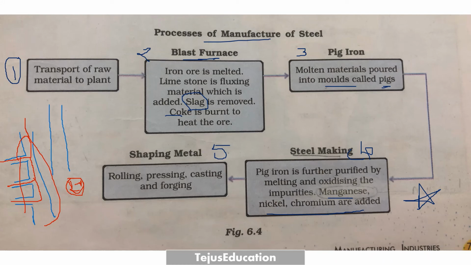Now steel making, another very important part from the exam point of view, MCQ point of view. Pig iron is further purified by melting and oxidizing the impurities. So impurities are removed and we add manganese, nickel, chromium. Manganese to harden the steel, nickel to again increase toughness, chromium to resist corrosion, and finally it is rolled, pressed and cast into various shapes according to the demand in the market.